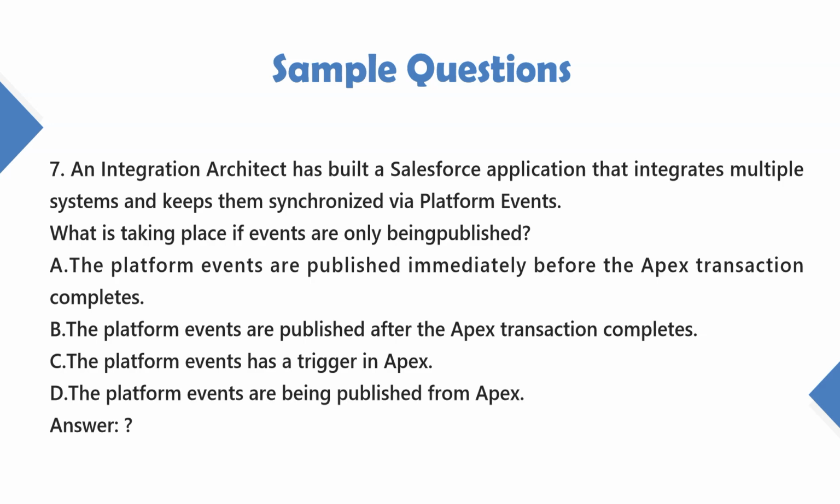7. An integration architect has built a Salesforce application that integrates multiple systems and keeps them synchronized via platform events. What is taking place if events are only being published? A. The platform events are published immediately before the Apex transaction completes. B. The platform events are published after the Apex transaction completes. C. The platform events have a trigger in Apex. D. The platform events are being published from Apex.